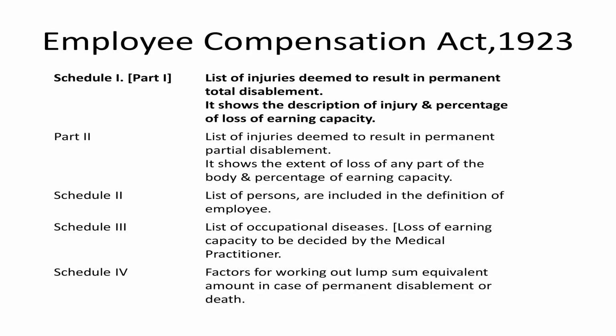Schedule 2 gives a list of persons included in the definition of employee. Of course, on account of this, the definition is quite exhaustive; everyone is included. Then Schedule 3 gives a list of occupational diseases. Here, the loss in earning capacity is not mentioned because it differs from case to case, person to person. Hence, this has to be decided by the medical officer, who has to make an assessment of the loss in earning capacity. Then Schedule 4 gives the factors to work out the lump sum compensation amount in case of permanent disablement or even death. I gave the example of factorization.